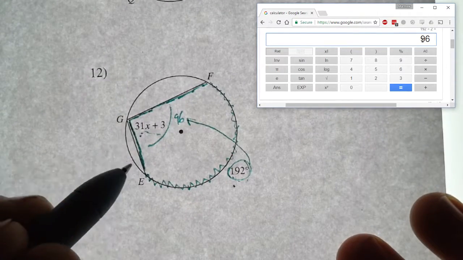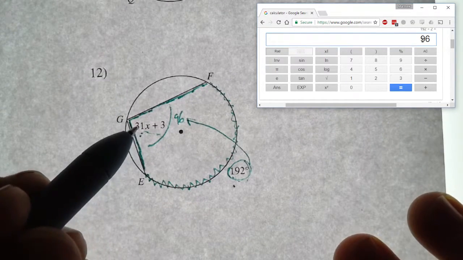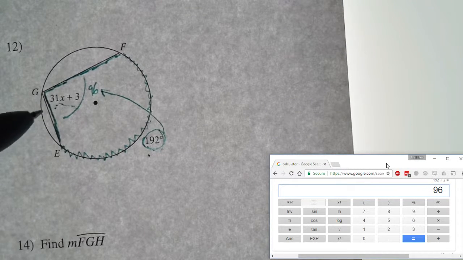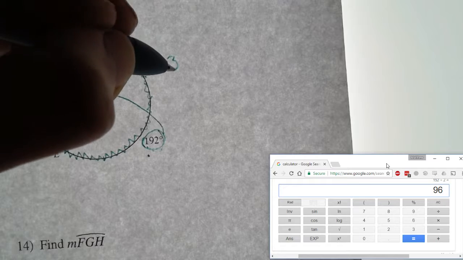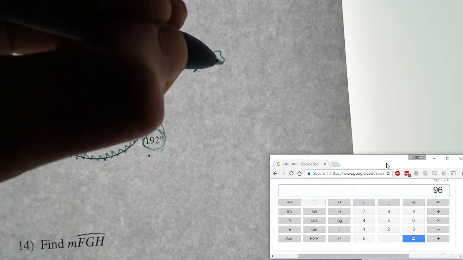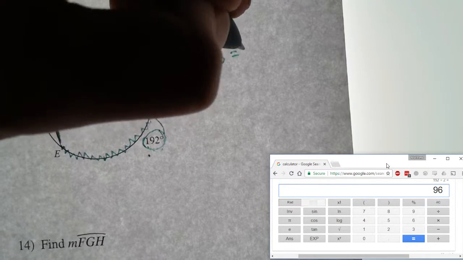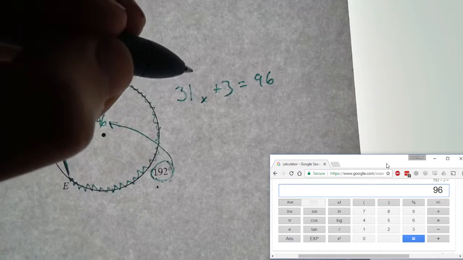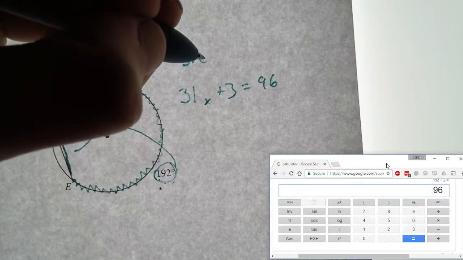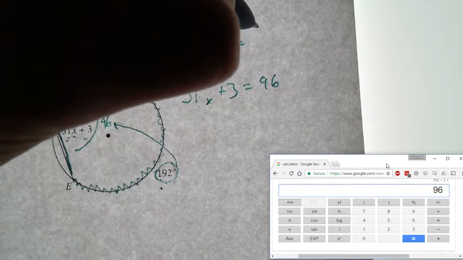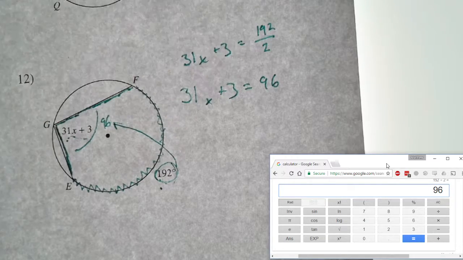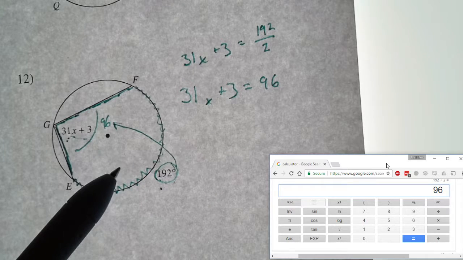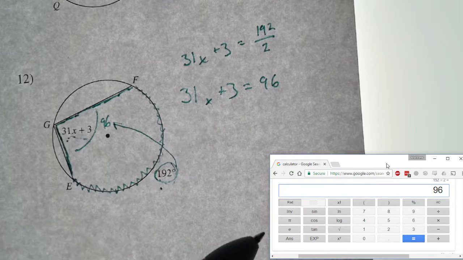But if I want to find x, I just have to do the algebra now. If this angle is equal to 96, that means I can just set up that equation. 31x plus 3 should equal 96. Alternatively, we could have set this up originally as 31x plus 3 equals 192 divided by 2. But we skipped the first step here by doing it in the circle.